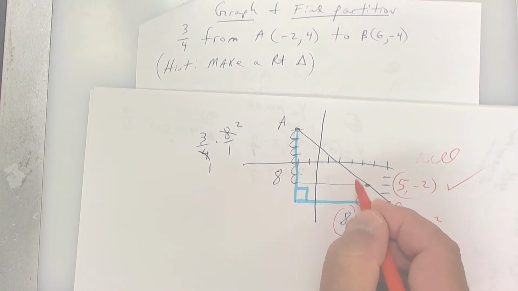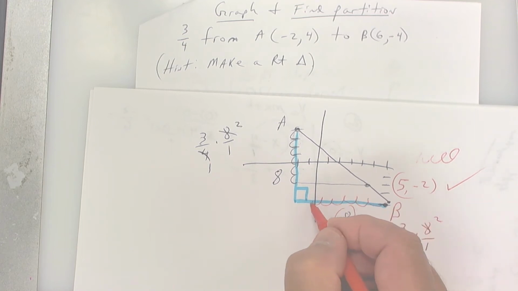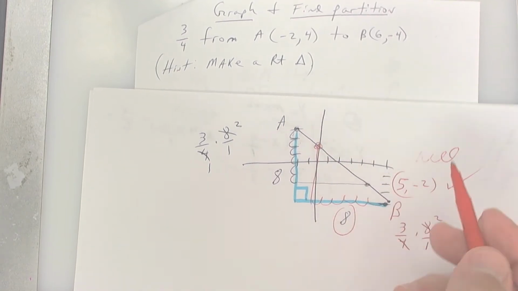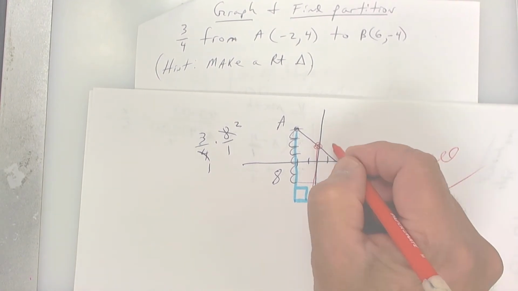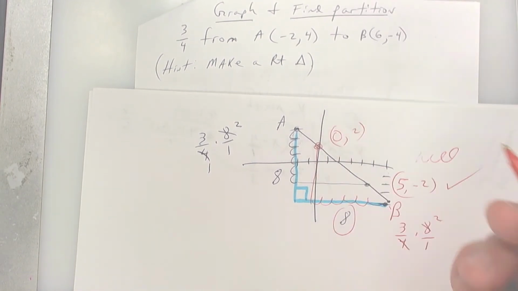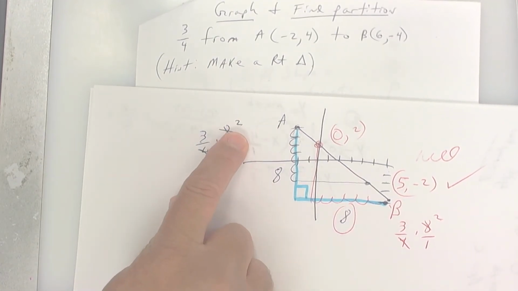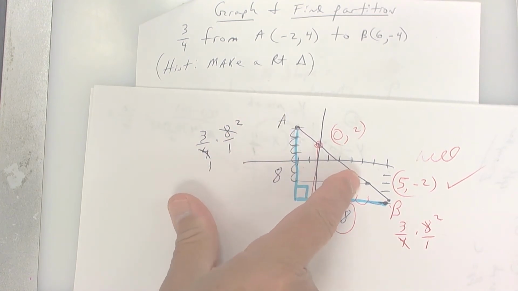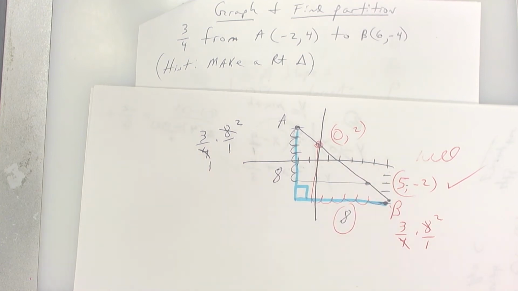So you're going to go this way, 1, 2, 3, 4, 5, 6, which is here, and then go up. That answer from B to A, 3/4, would be over 0, up 2, it looks like. Okay? And that's how you do the partition. Remember, if they say find the partition, you graph it and you make a right triangle. You count the boxes, you multiply, and then you count and go over. And where it hits the line, that point is your solution.